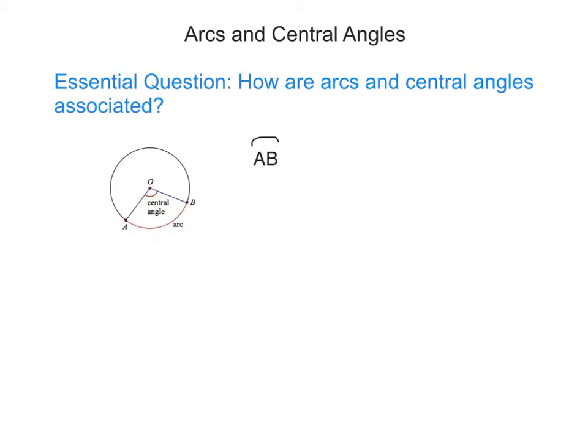Now, arc AB is represented by AB with a curved line over it. As I said, arc AB happens to be a minor arc. It's less than half the circle. There is also a major arc, but we can't refer to it as AB because there'd be confusion as to which arc we were referring to. So in order to talk about the major arc, we have to add another point and have 3 points. So now ACB would be a major arc and AB is a minor arc.